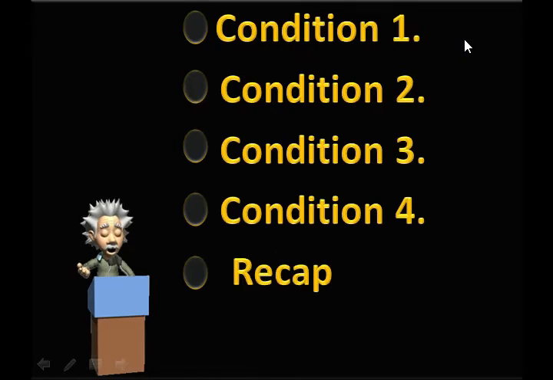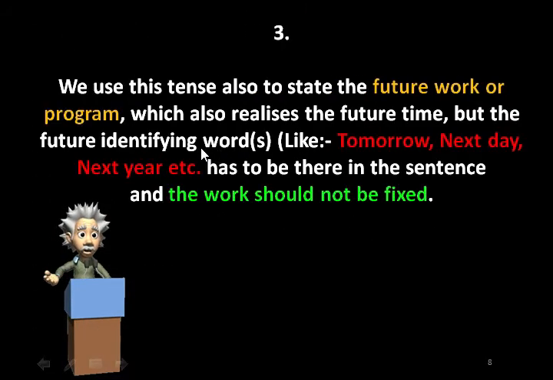So what is the next condition saying, condition number 3? It is saying we use this tense also to state a future work or program, which also realizes the future time, but future-identifying words like tomorrow, next day, next year have to be there in the sentence, and the work should not be fixed, because if the work is fixed, then we will write those sentences in simple present tense.